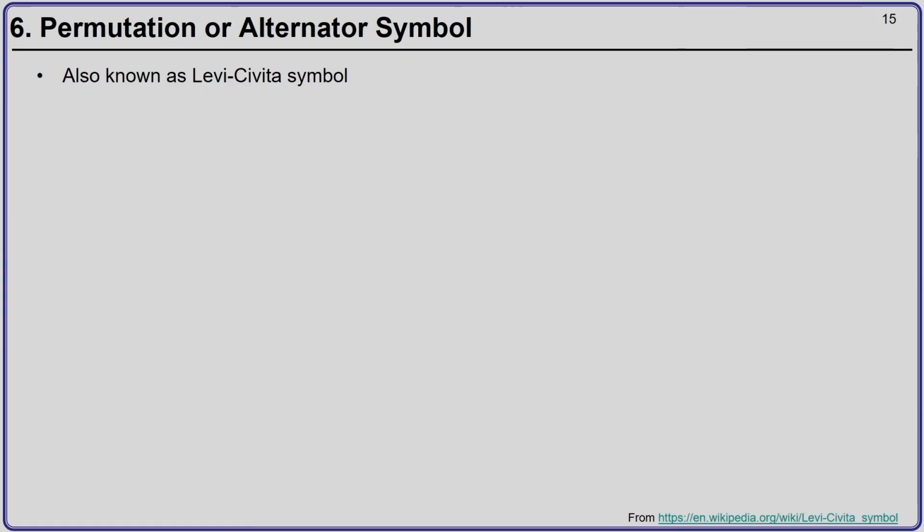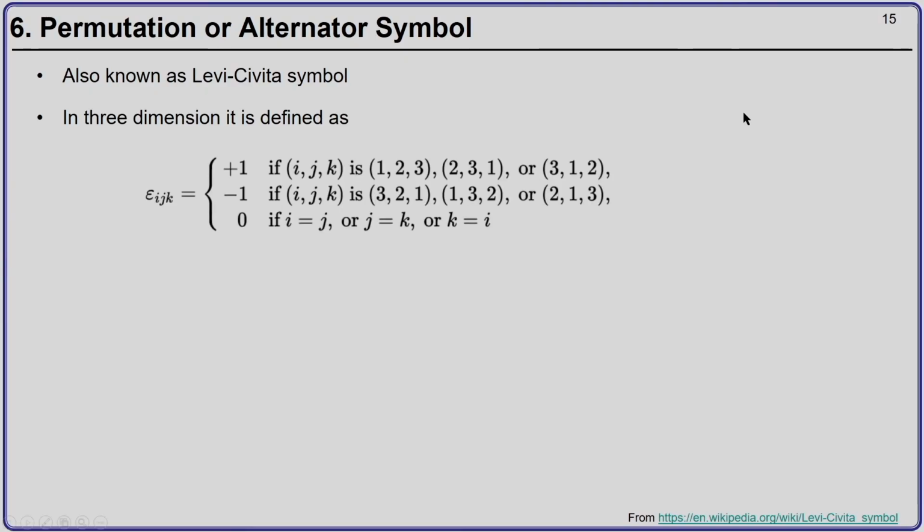Coming to the next topic, which is the permutation or alternating symbol. This is also called the Levi-Civita symbol. In 3 dimensions it is defined by the following expression, which is given over here. It is represented by the symbol epsilon, and it has 3 subscripts i, j and k. In some of the literature you can find that instead of epsilon they also use e. It is not a standard symbol, but for this course we will stick to epsilon.